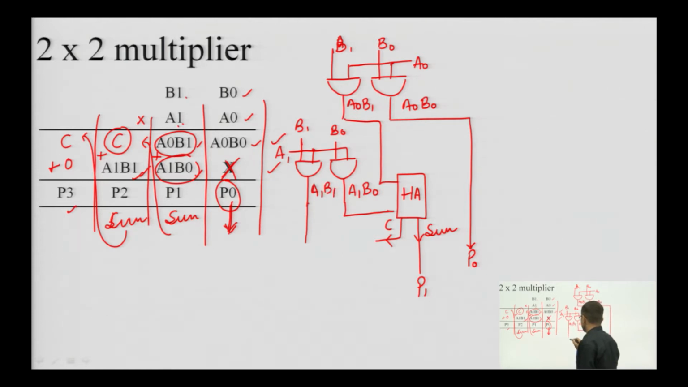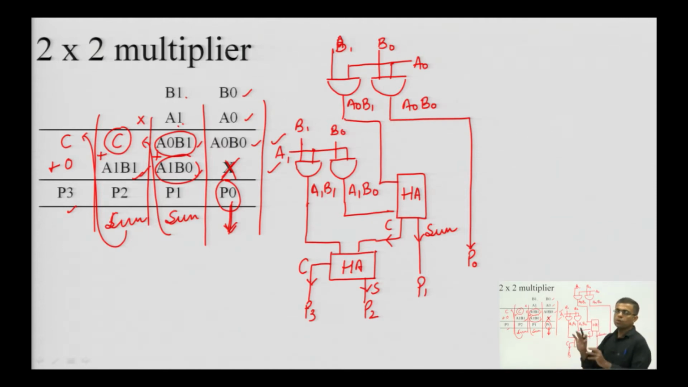These two things are again fed to another half adder. The sum part of the half adder will be considered as P 2, and the carry part of the half adder will be considered as P 3. So, this is the overall circuit of a 2 cross 2 multiplier. Okay. So, in this we have extended the concept to 2 cross 2 multiplication.